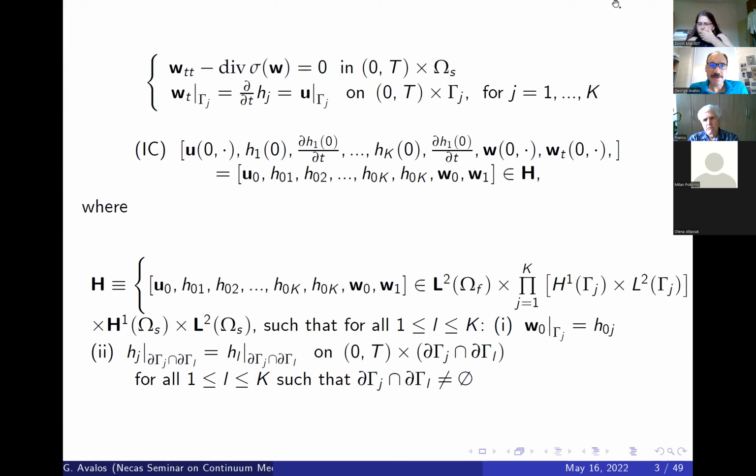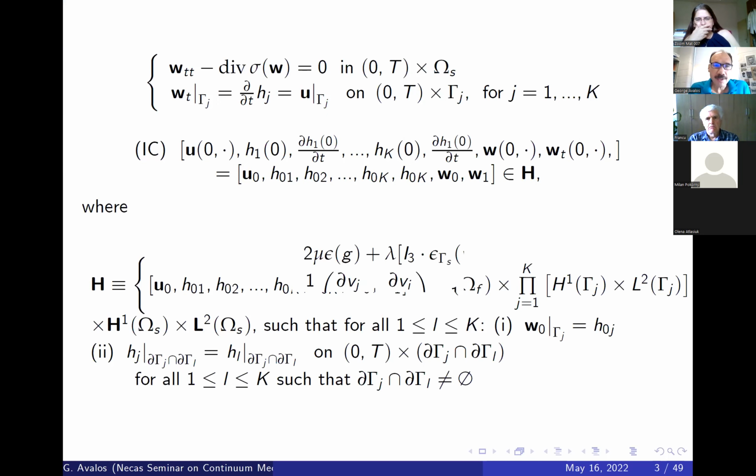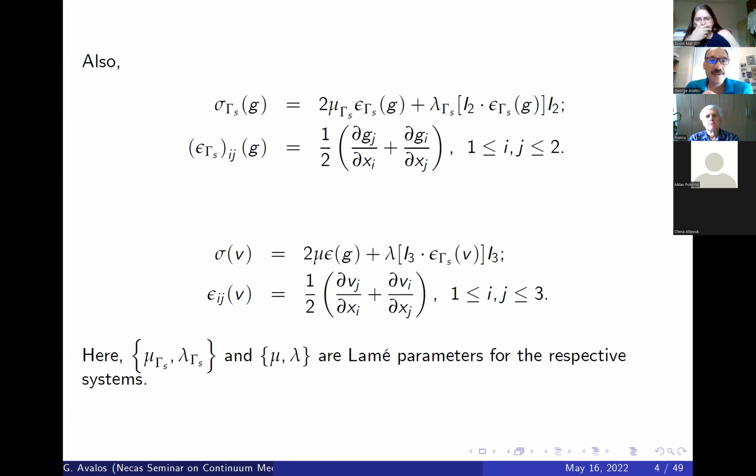Cauchy data for time t equal to 0, the data of finite energy being pretty much what you would expect. L2 for the thermal component, H1 cross L2 for the thick and thin structural bodies, plus these compatibility conditions coming from the matching of velocities, and of course from these continuity conditions. And here, these are the usual components of respective 2D and 3D systems of elasticity, their respective Lamé parameters.